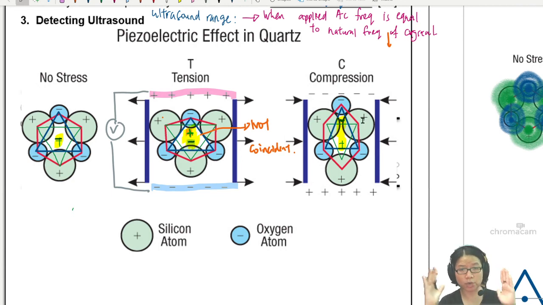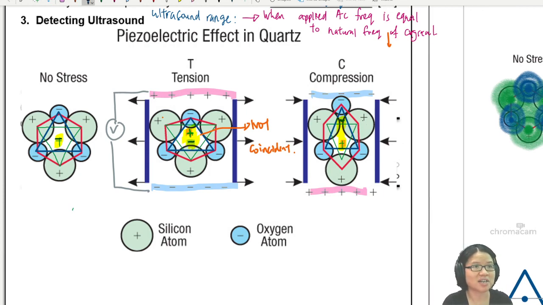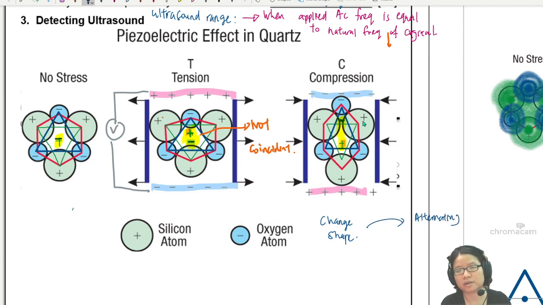All right, same thing when you compress. When we compress, you can see that the center of the negative charge is up here. Okay, and the center of the positive charge is closer to the bottom side. This is positive. So as you stretch and compress, you generate your own alternating potential difference. So the idea is you change the shape of the crystal, you get alternating potential difference or electric field.